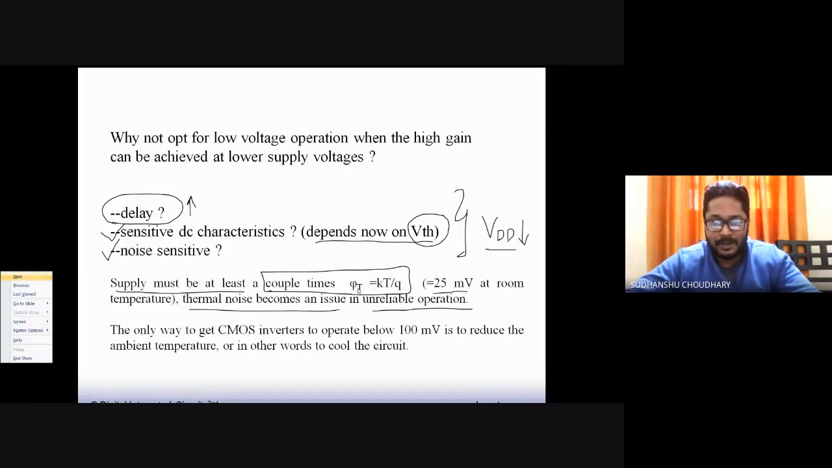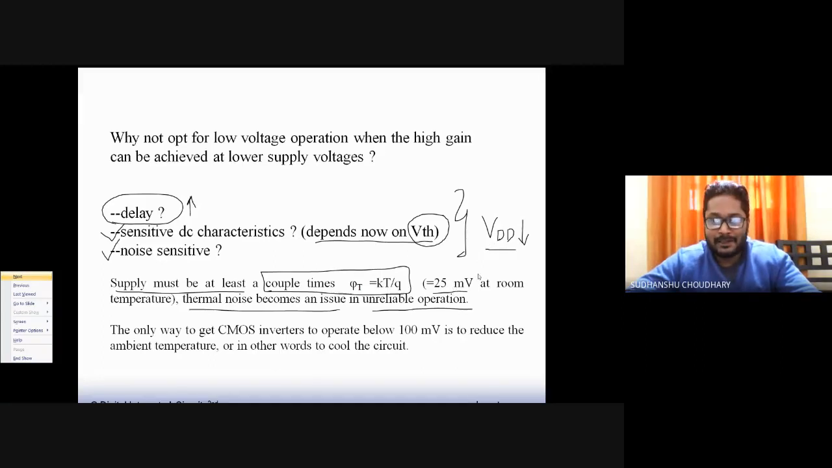Okay, so it is believed that VDD should be at least a couple of times 2 phi t, that is at least 4 times phi t, somewhere around 100 millivolts, so that the circuit can work properly without any issues of thermal noises and these things, right? So noise should not dominate the performance of the circuit. To ensure that, VDD should be somewhere around 100 millivolts.